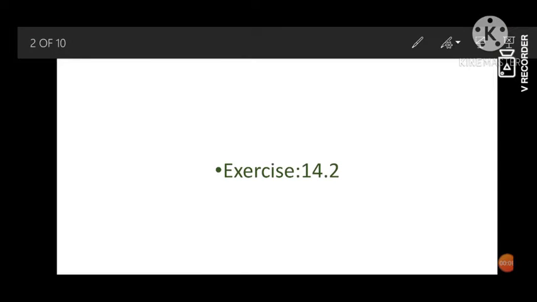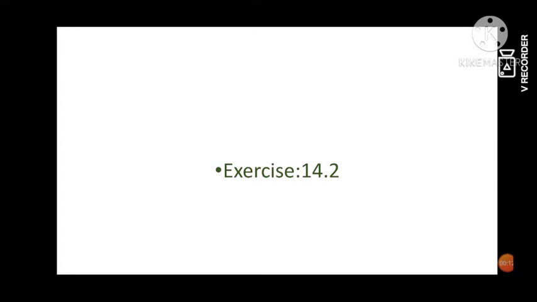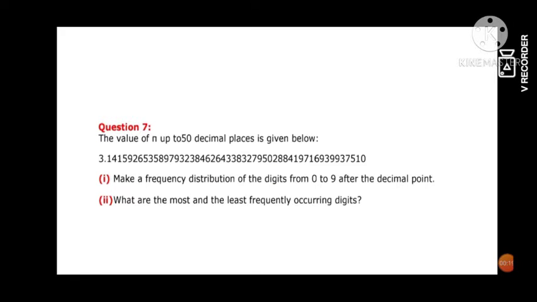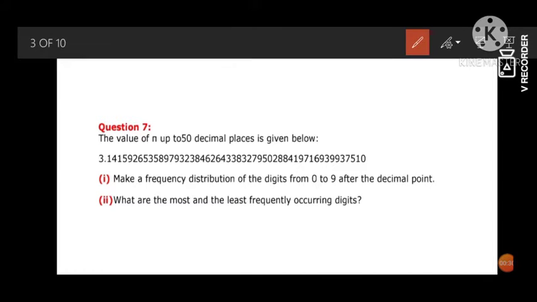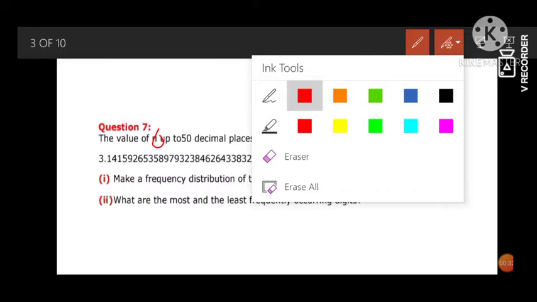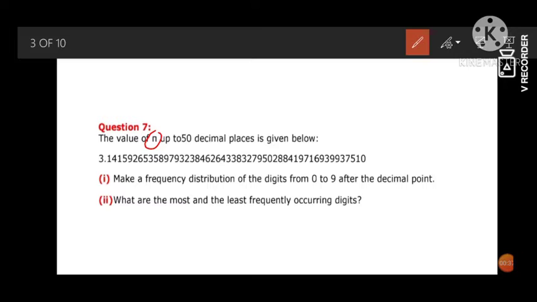In this lesson, we are going to do exercise 14.2, sum number 7, 8, and 9, the last three sums of this exercise. Sum number 7 says the value of pi up to 50 decimals is given below. This is pi, and the value of pi is given over here.